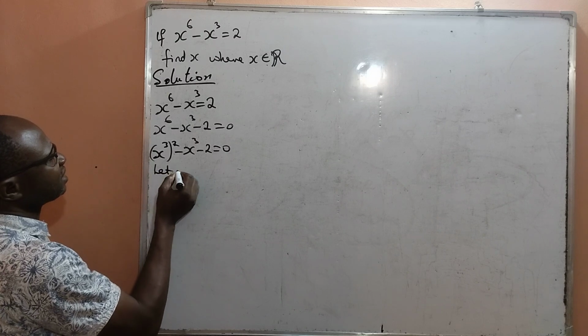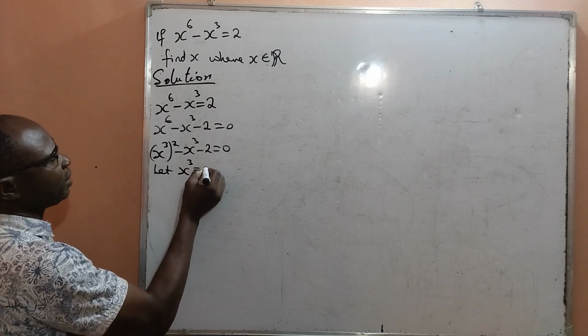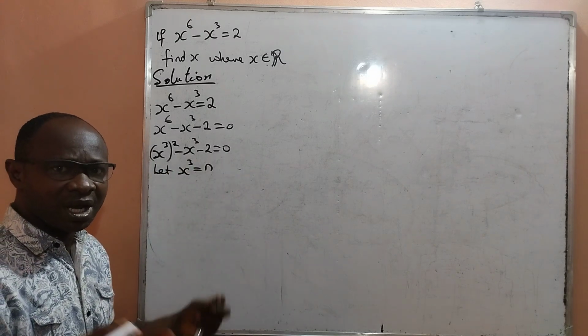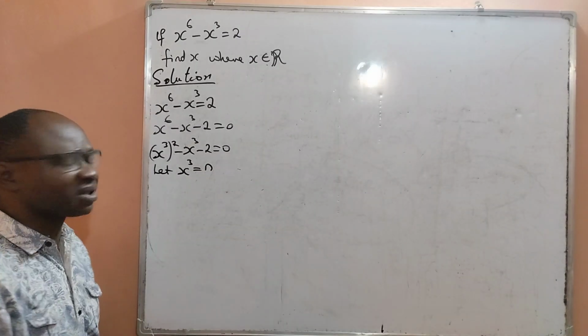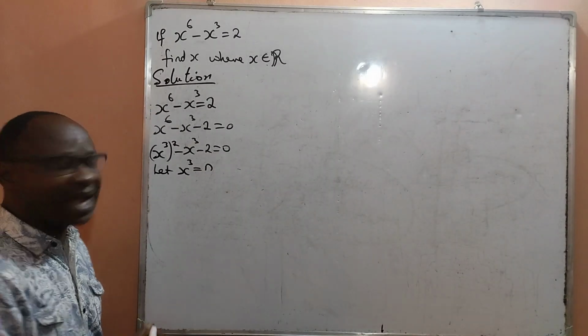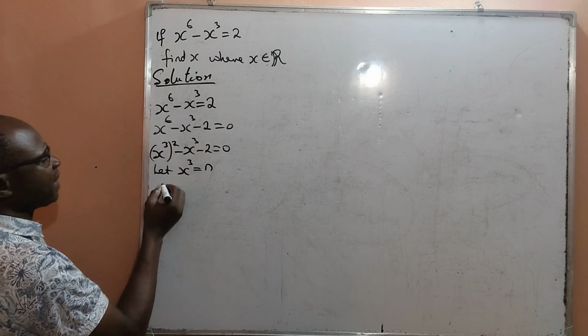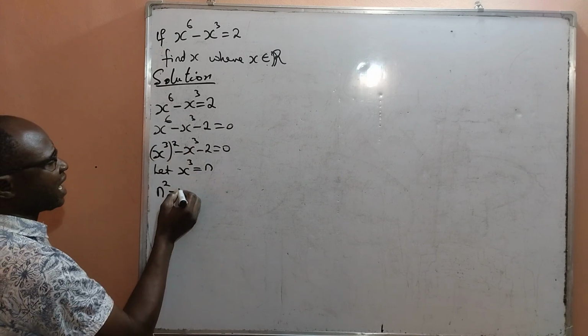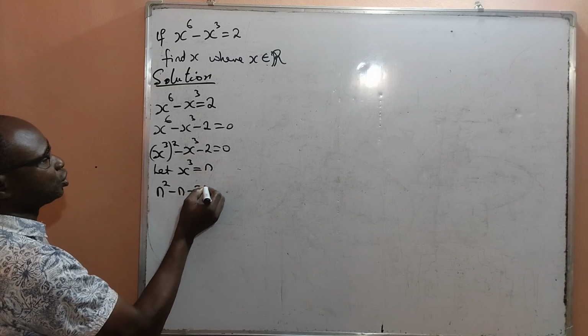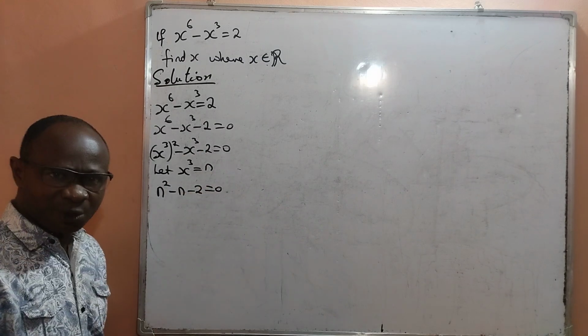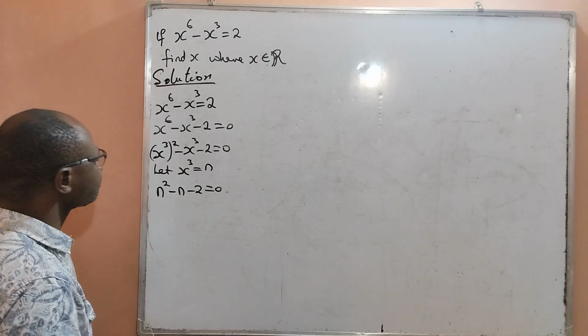Now let x raised to the power 3 be equal to n. Meaning anywhere I see x raised to the power 3, I will represent it with the letter n. Therefore, I have n raised to the power 2, then minus n, also minus 2 should be equal to 0. It has become a quadratic equation.